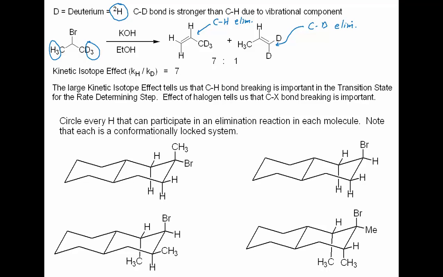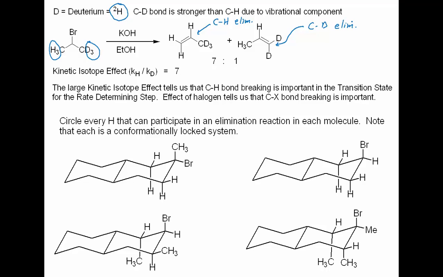This large kinetic isotope effect tells us that CH bond breaking is important in the transition state. We also have the effect of halogen, that iodine is faster than bromine and chlorine. So these facts together are actually really good support for the Ingold hypothesis. The fact that CX and CH bond breaking are both clearly important in the transition state. Plus you also have this orbital alignment issue which we just discussed.